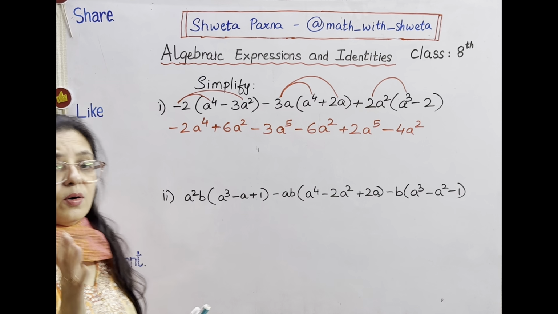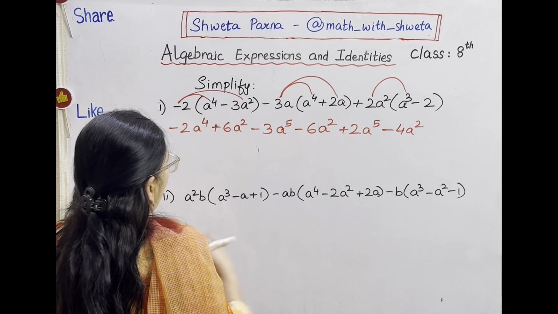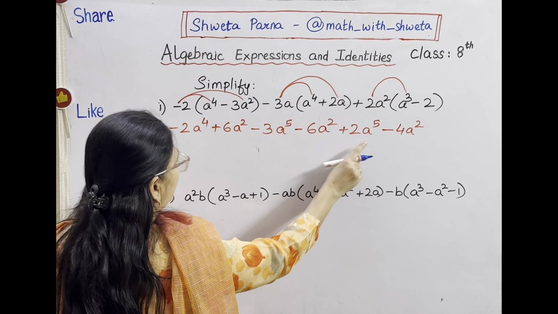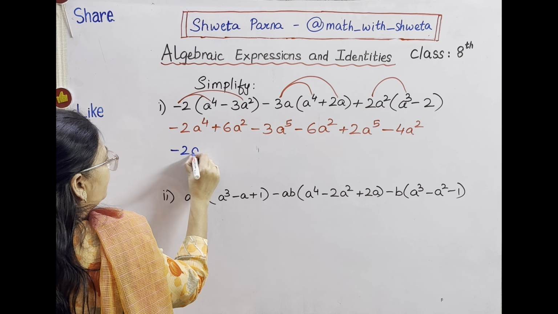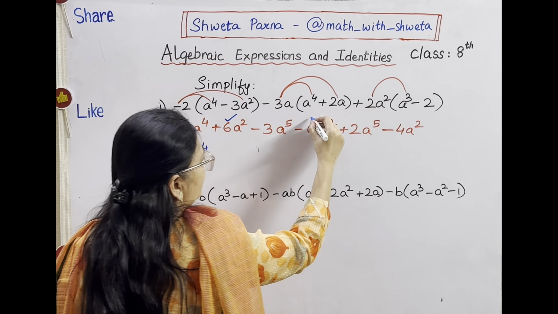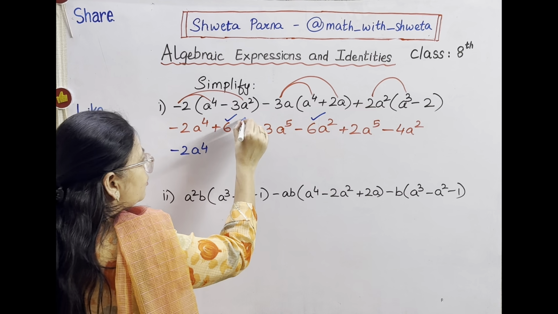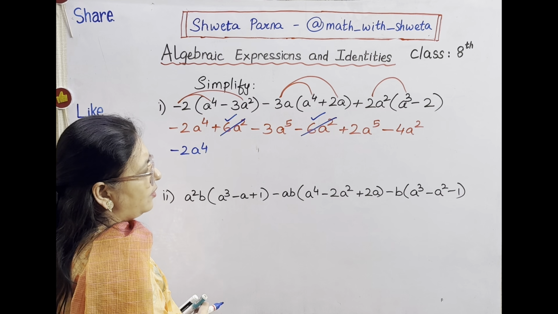You can add or subtract only if they are like terms. Now here let's understand. A raised to 4, there is no like term, so you will leave it the way it is. Okay. Now 6a square and minus 6a square. 6 minus 6 gets cancelled. So this and this gets cancelled.